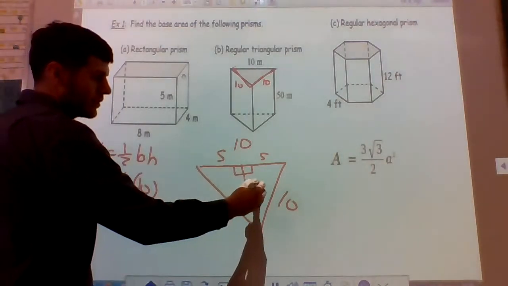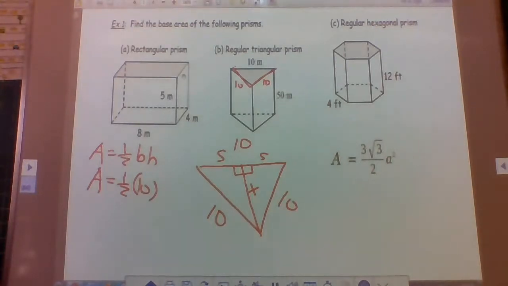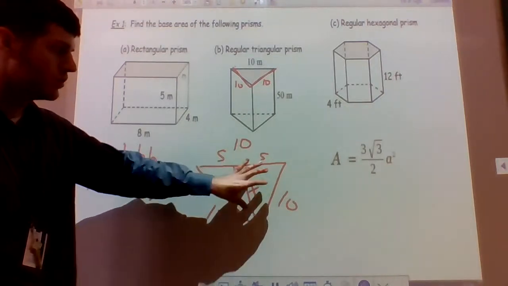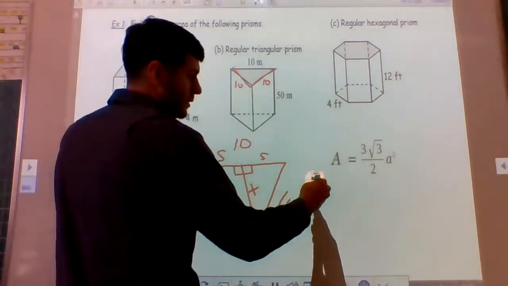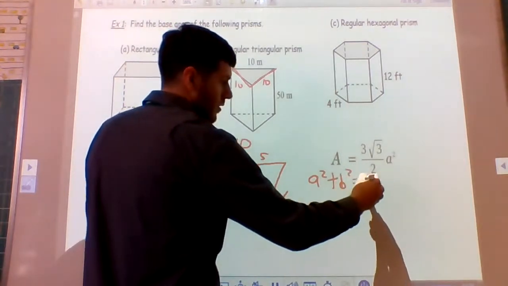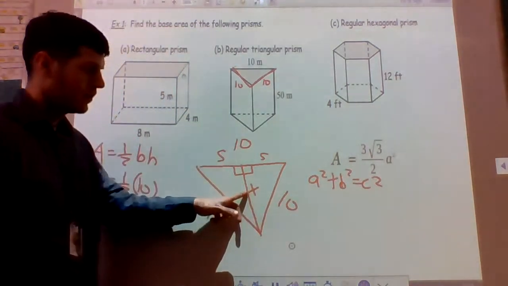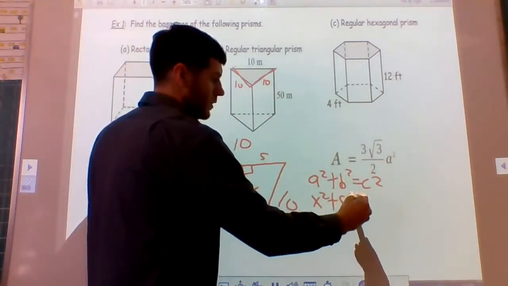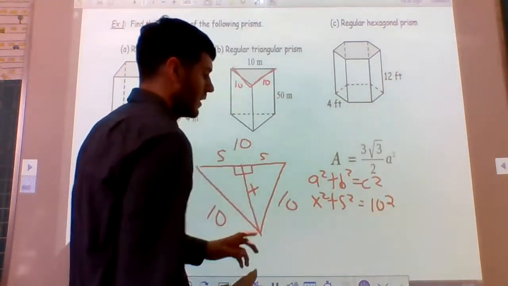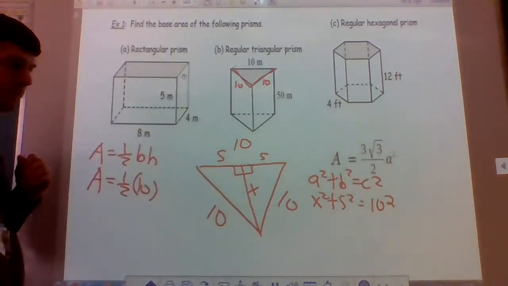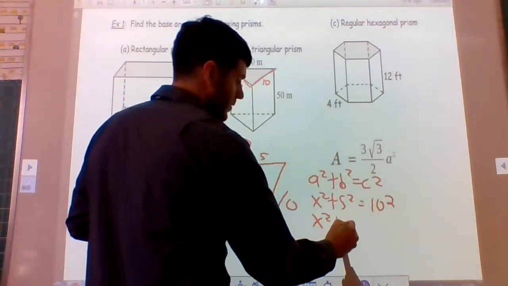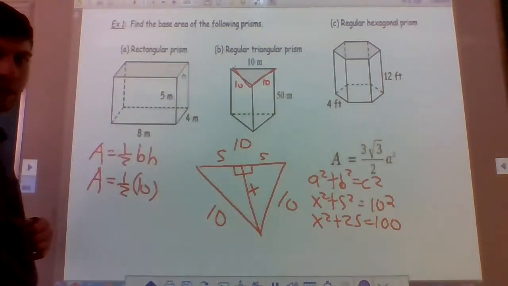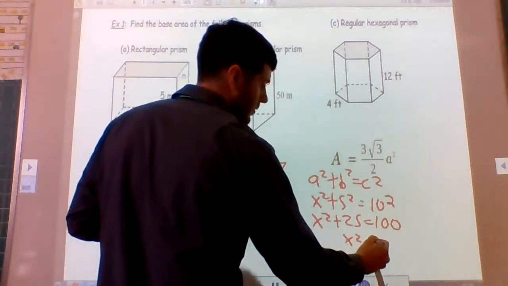If we call the height x, we can then find x because we have right triangles and we have the hypotenuse and the other leg. So we're using then the Pythagorean theorem, which is a squared plus b squared equals c squared. Okay, the legs of the right triangle, the a and the b, are going to be the x and the 5. So x squared plus 5 squared equals 10 squared. 10 is the hypotenuse. So it's x squared plus 25 equals 100. Subtract 25 from both sides, we get x squared equals 75.